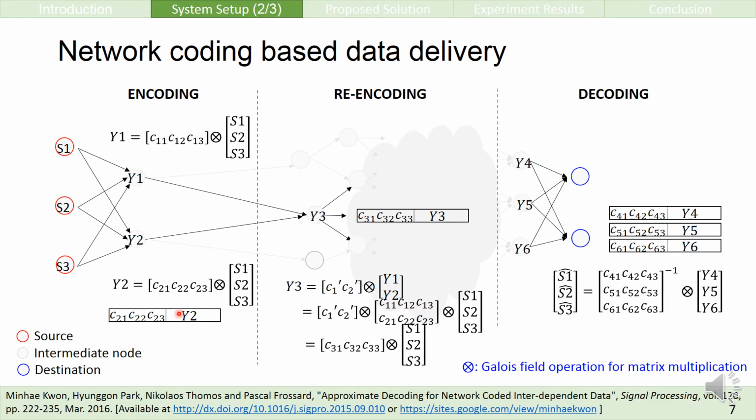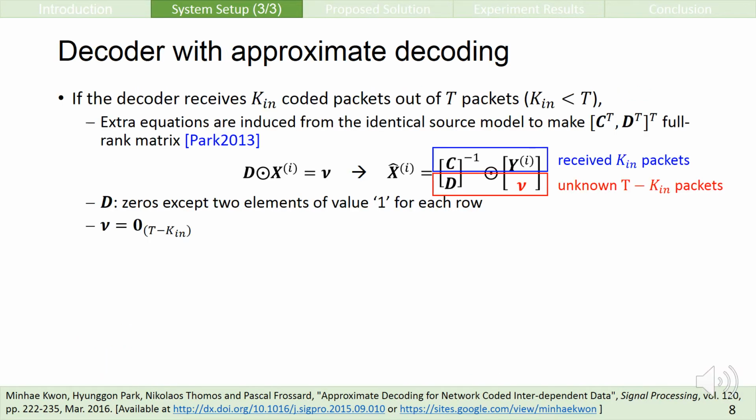When the packets are delivered over multiple hops, re-encoding is required and the coding coefficient matrices are correspondingly updated. At the destination node, the decoder waits until it receives the same number of packets as the source packets, and the reconstruction can be done by the inverse of the coding coefficient matrix. However, if the decoder receives only Kn coded packets when T packets are combined, the decoding process becomes an underdetermined problem. So we have the all-or-nothing problem here.